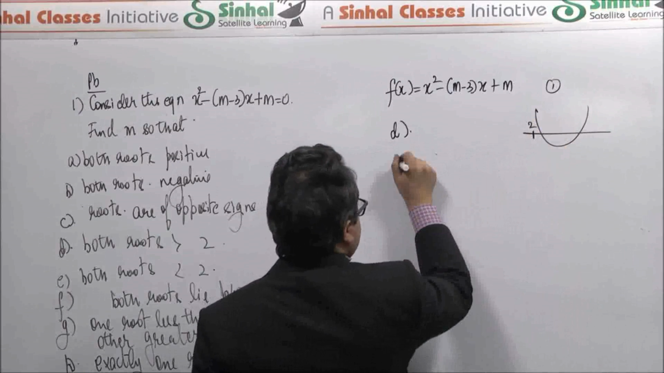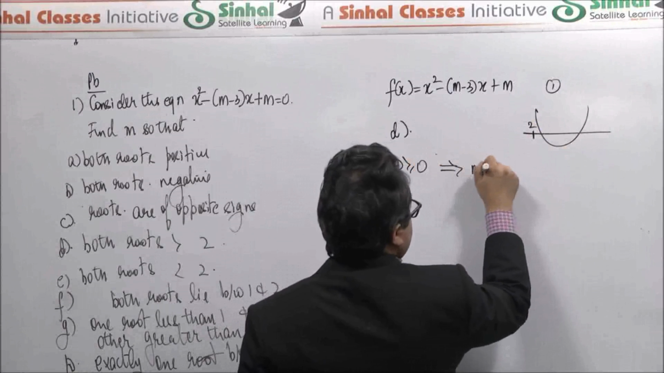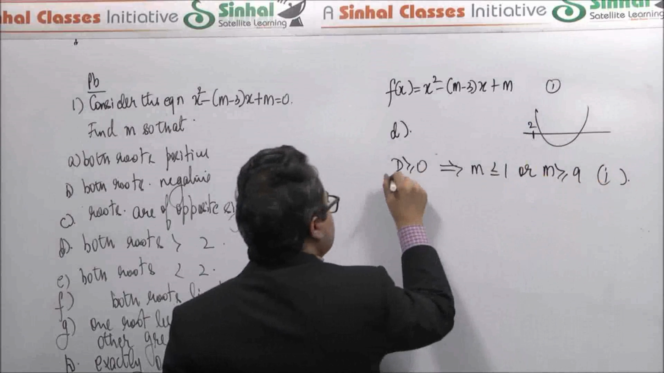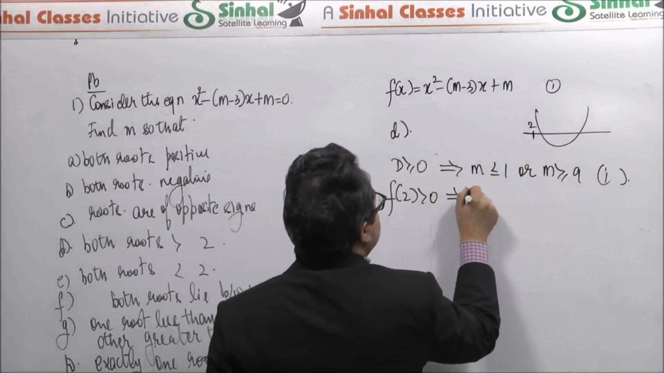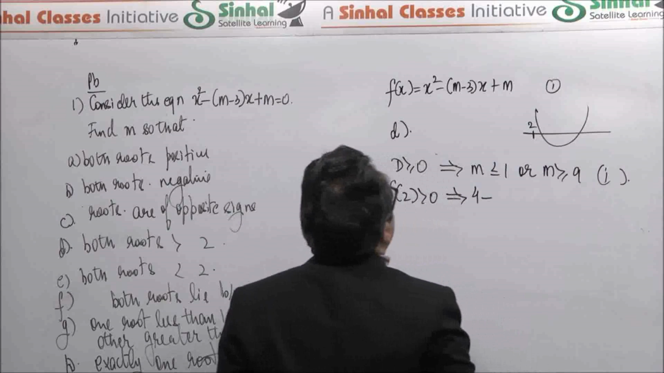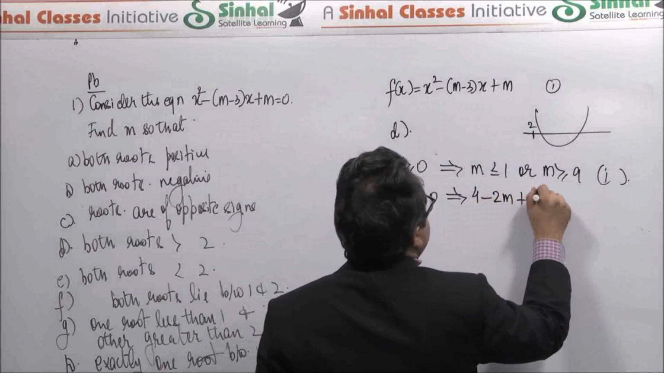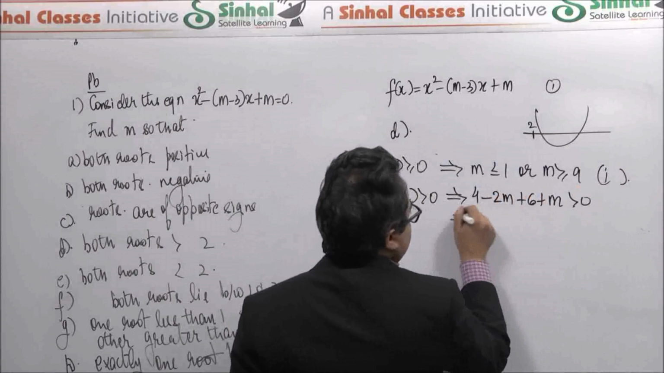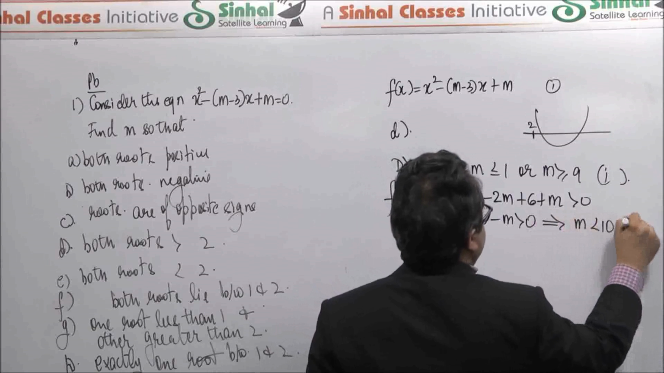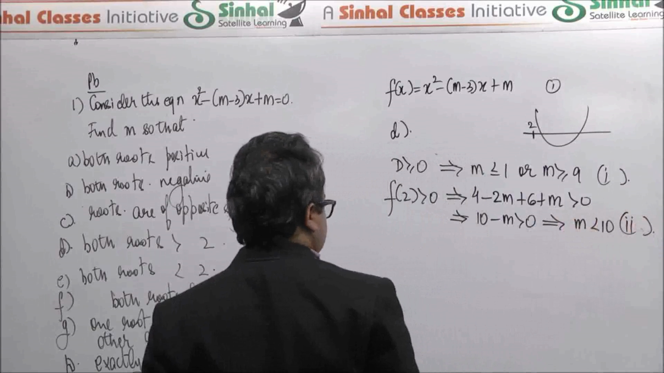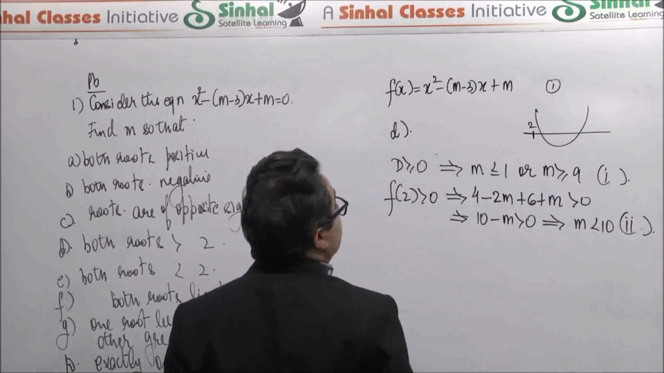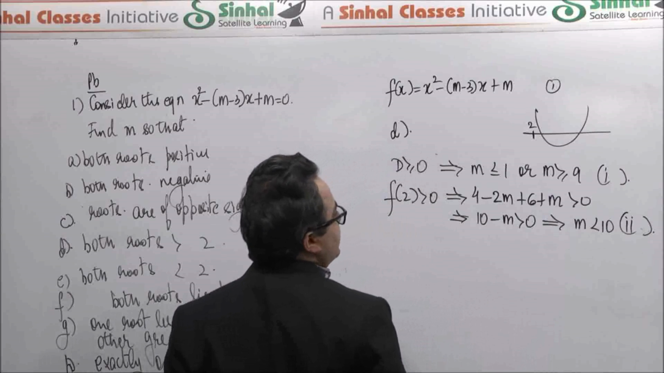So what are the conditions? Again, d greater than or equal to 0. Second condition, clearly over here, what's happening is that f of 2 is a positive value. So what does that give us? F of 2 is 4 minus 2m plus 6 plus m, which must be positive. So that turns out to be 10 minus m must be positive. That's m should be less than 10. Right, 4 minus 2m plus 6 plus m, so that's 10 minus m, right?